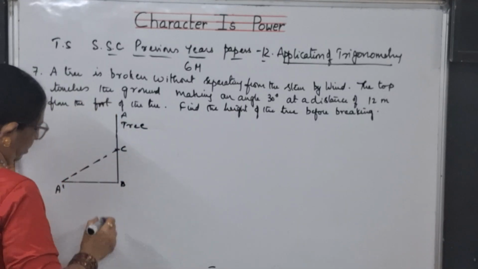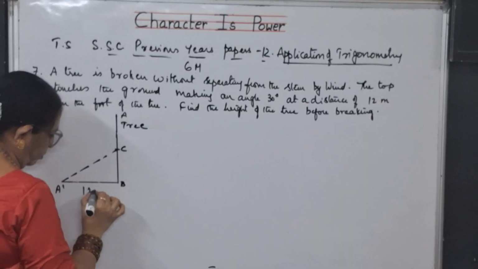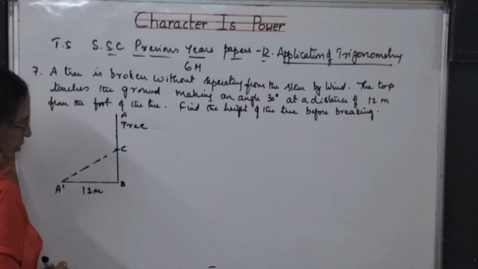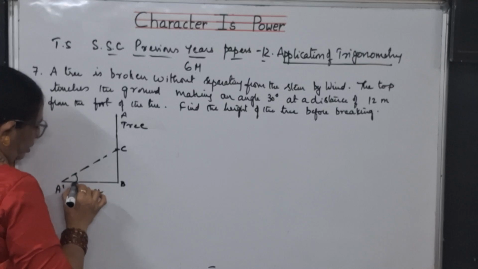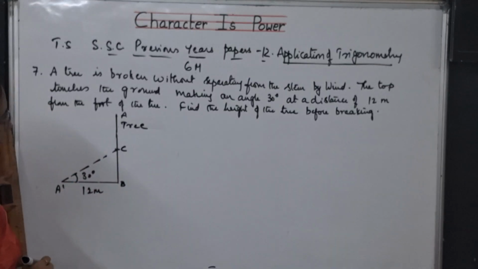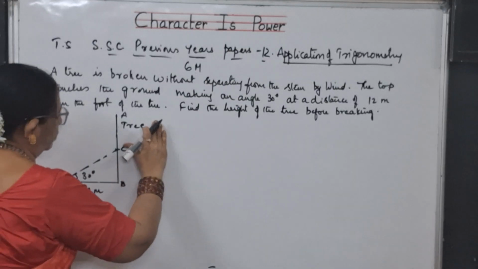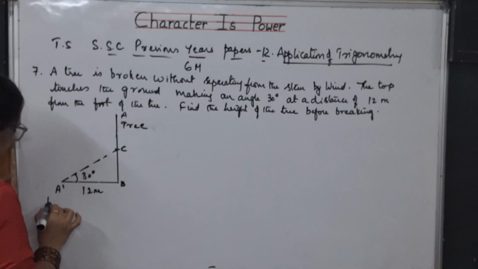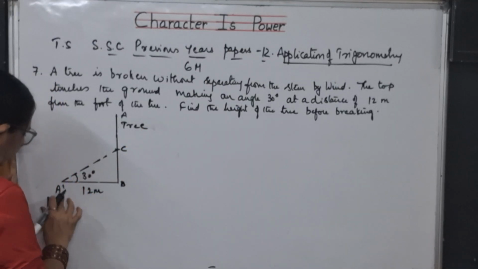And then the distance, how much? 12 meters distance it has fallen down. And what is the angle that it is making? 30 degrees angle it is making. So the question is, what is the height of the tree?